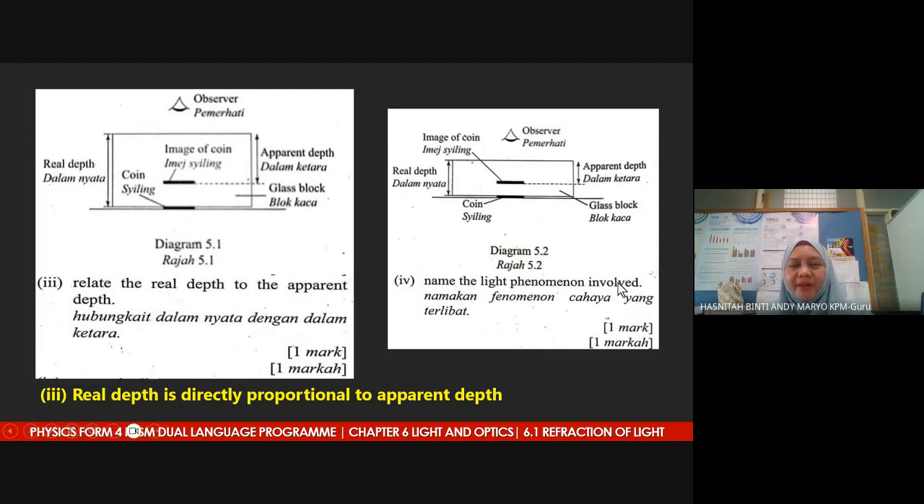Then for number 4, name the light phenomenon involved. So what is the light phenomenon involved here, students? We understand light travels in two different mediums, so it must do with refraction of light. Okay, refraction of light.